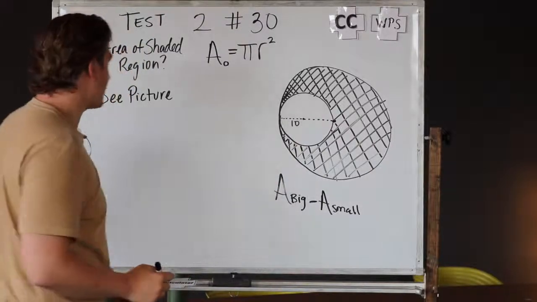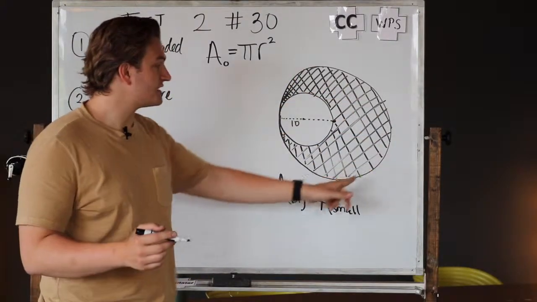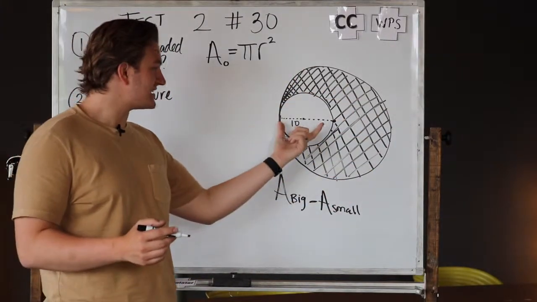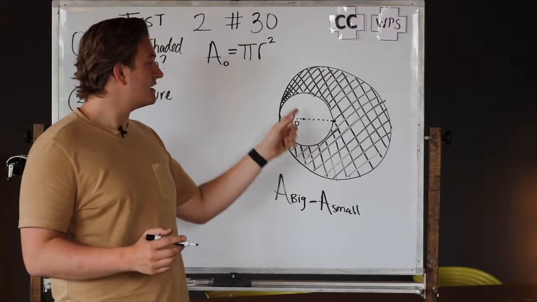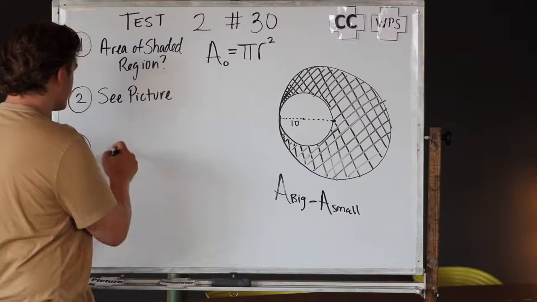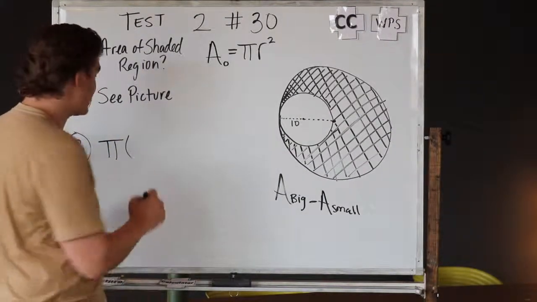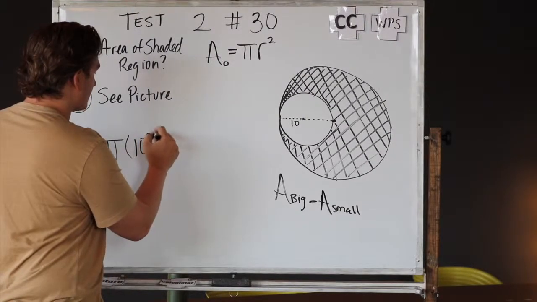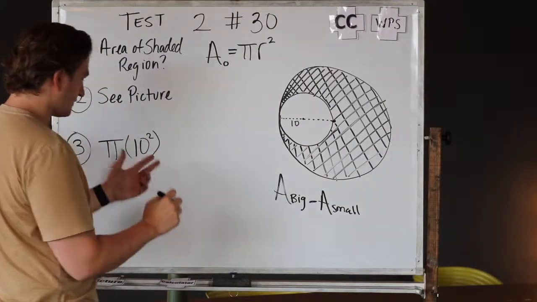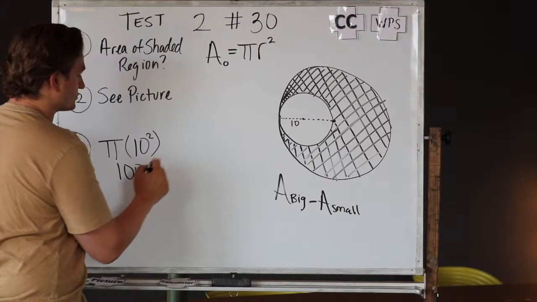Let's start by finding the area of our big shape. So the big shape is this large outer circle. And the problem tells us that this 10 here is actually the radius of this larger circle. So the area of our larger circle is pi times the radius, which is 10, squared. And if we square 10, this is the same thing as 100 pi.